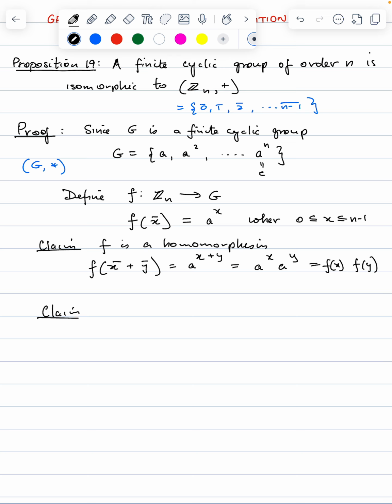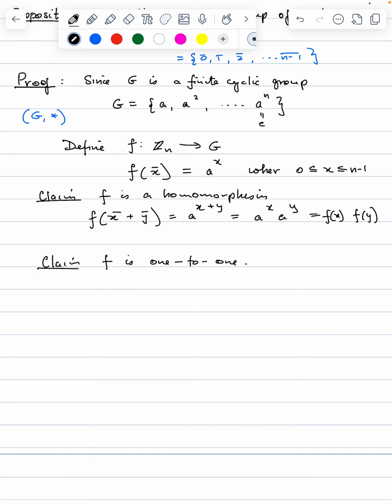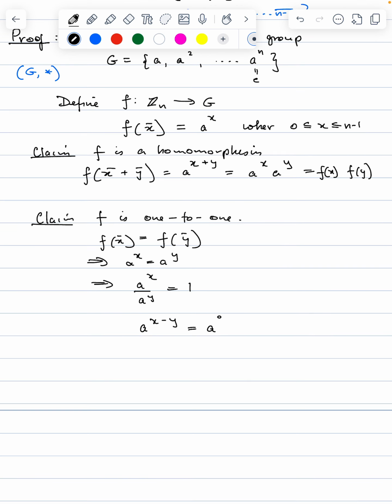Next, let us establish that f is one-to-one. In order to establish that a function is one-to-one, we'll start out with f of x bar equals f of y bar and end up with x equals y, right? So f of x bar equals f of y bar implies a to the x equals a to the y, and that implies a to the x over a to the y equals e. And that means a to the x minus y equals a to the 0. That's what e is, a to the 0th power. And in this language, that is x minus y equals 0, so x equals y.